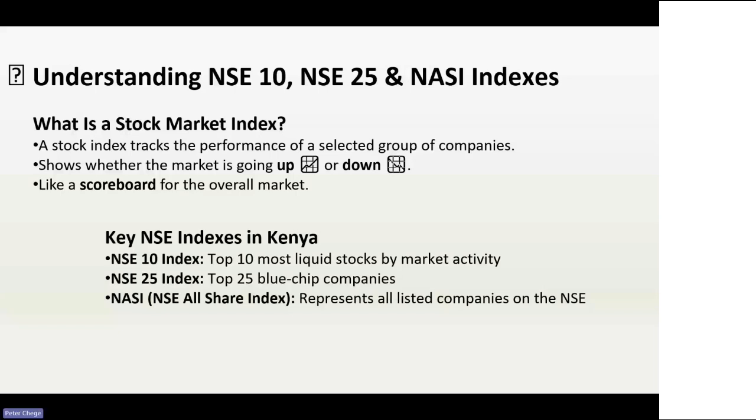So you have 3 key indexes. There is one which is missing here. There is NSE 10. It has the top most liquid stocks by market activity, that is by volume. Then you have NSE 20, that is the top 20. Then you have NSE 25, that is the top 25 counters. Then we have NASI, which is the NSE All Share Index. It represents all listed companies. So for NASI, it shows the overall market performance. The others are the individual stocks, the 10, 25, or 20, top 20.